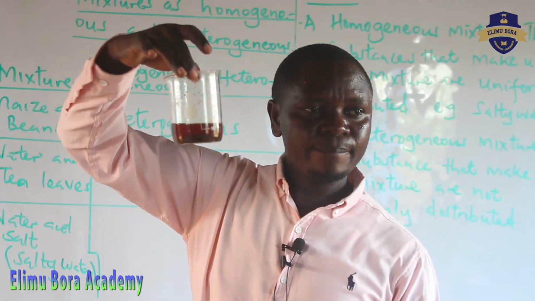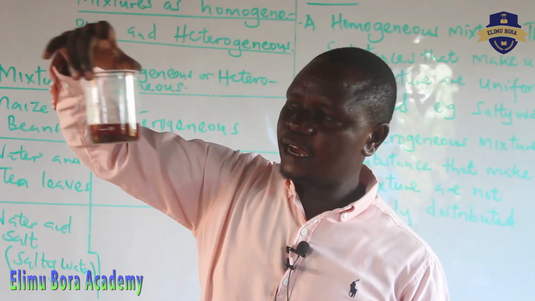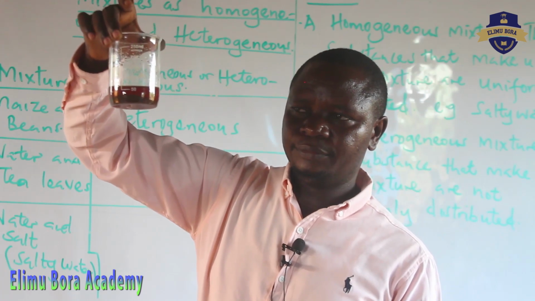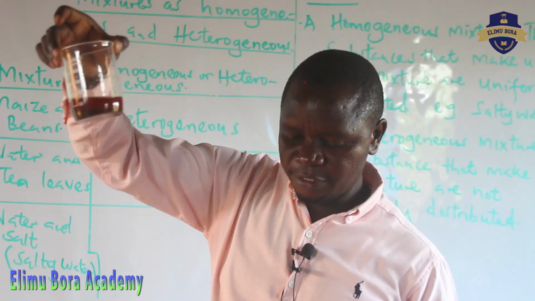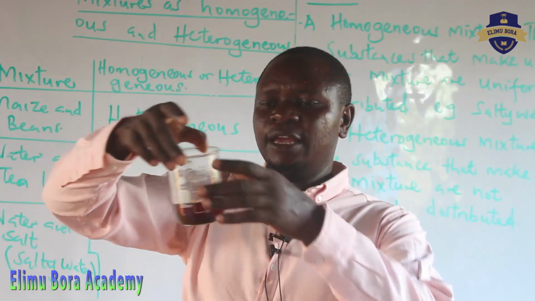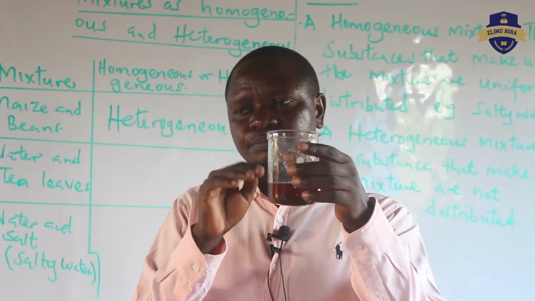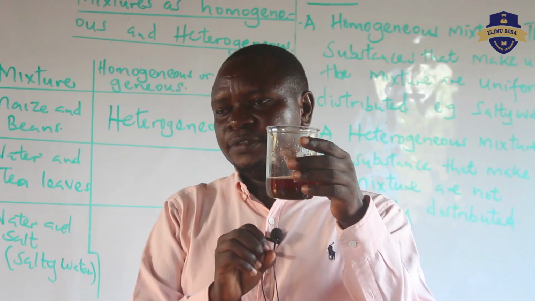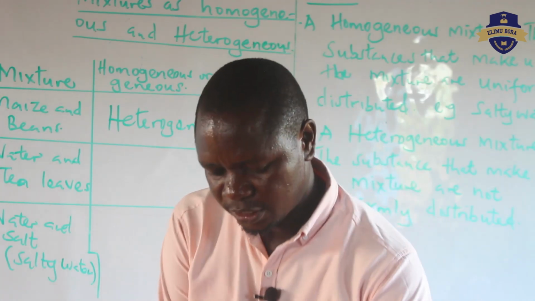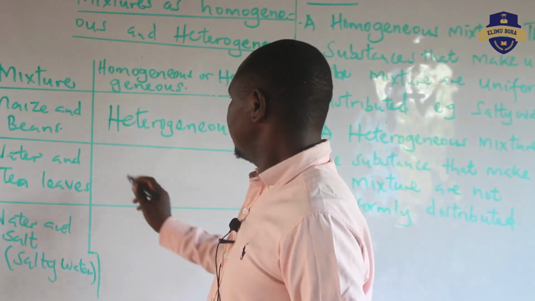The top layer is water. As much as the color of the water has turned to brown, isn't it? So this one is also under which class? Heterogeneous, because the water particles and the tea leaves are not mixing to give a uniform solution. So it is what? Heterogeneous.